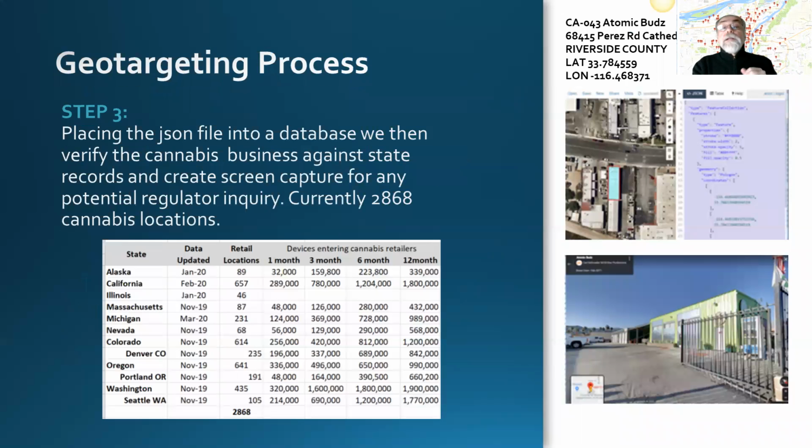Next, we then basically take the data from the service provider, put it into a database, and we're basically saying, okay, all the people in there for a period of time. So I usually go back 6 to 12 months and gather the data from all the devices that have gone in and out of that facility for the last 12 months. Once we have that data in our database, I then go out to the state records and confirm that it is in fact a cannabis business at that location, gather a screen capture of the storefront, if you will.